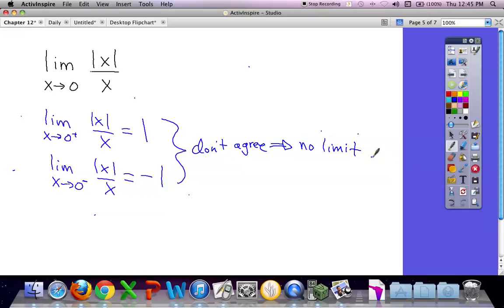I mean, you have to work kind of hard to construct these things so that they don't have a limit, but that's a very typical kind of problem. When you see an absolute value on one side of the fraction and not on the other, that's probably what it's getting at.